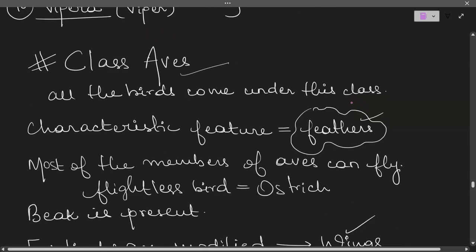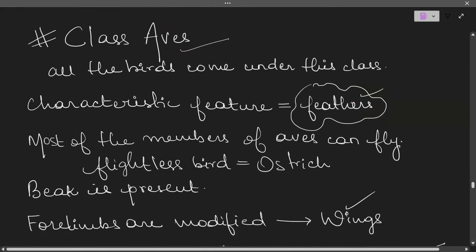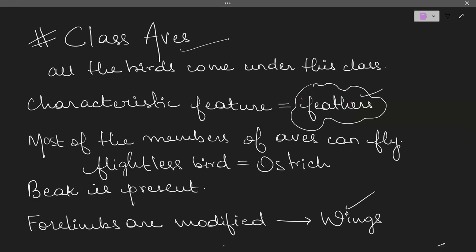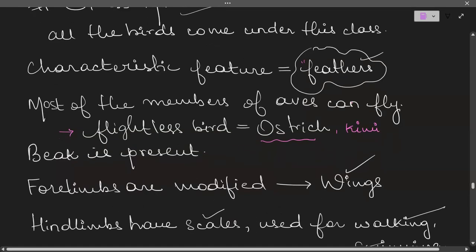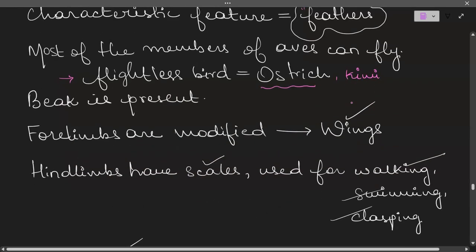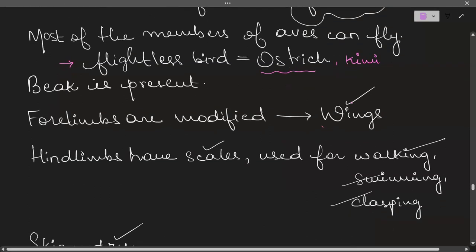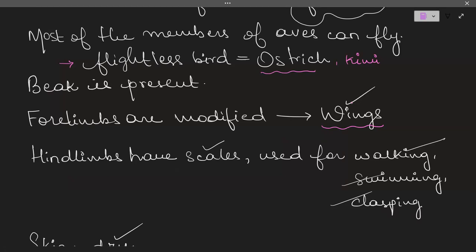Moving on, we have the class aves. All the birds are the members of this particular class. And their characteristic feature is the presence of feathers on their body. Most of the members of the aves can fly. There are flightless birds such as the ostrich and also the kiwi. Then the beak is present. Forelimbs are modified into wings. They do not have the forelimbs as such, but their forelimbs get modified and form the wings.